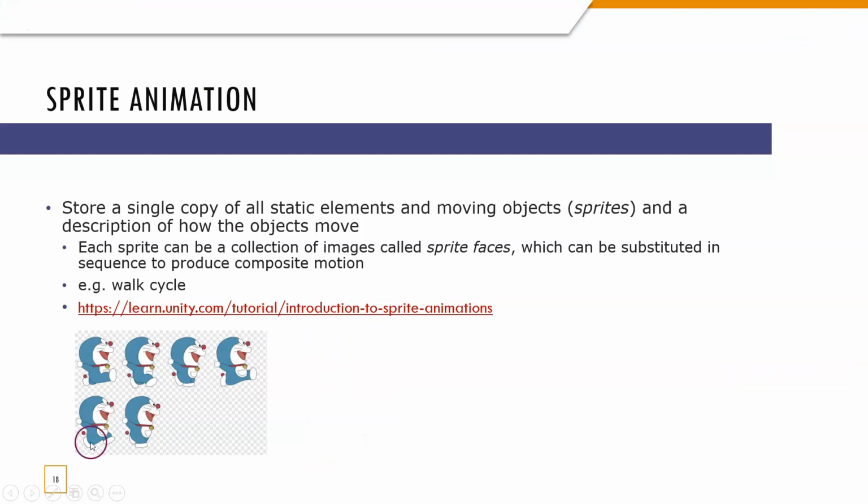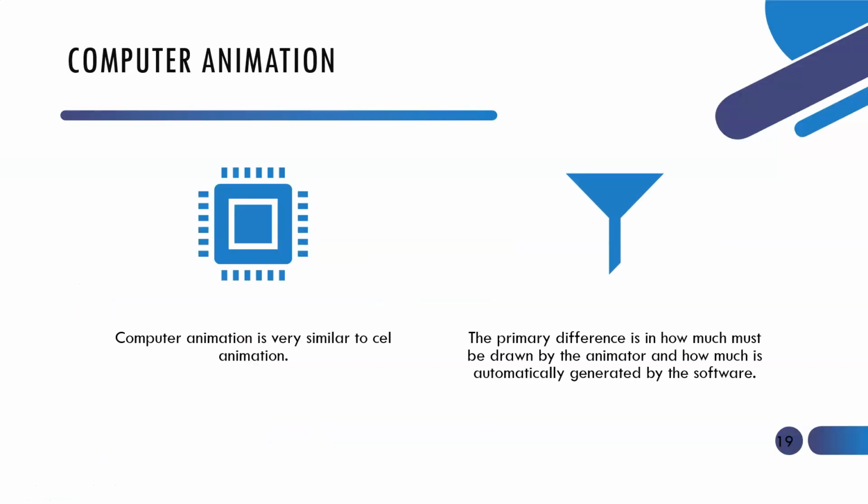This is all the movement. It is a static one, the drawing, the collection of how Doraemon walks. But you store it in a single copy, so we call that a sprite. Next, now we move to computer animation, class.